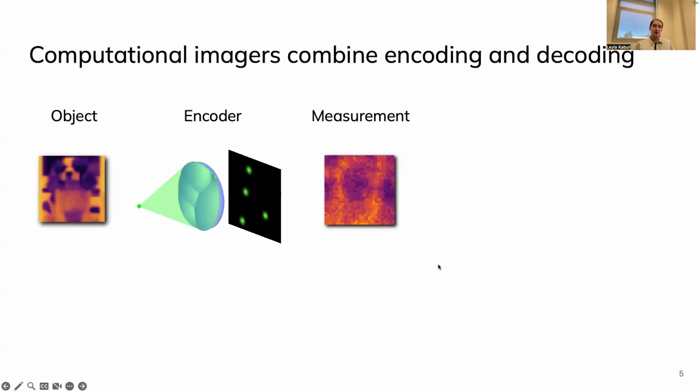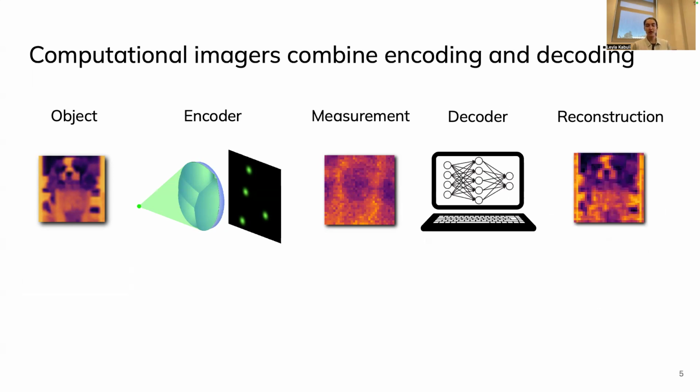By including this computational processing, we have computational imaging systems. These combine an encoder, the optics, with a decoder or a reconstruction algorithm. So the example here is for lensless imaging, which replaces a traditional lens with a multiplexing optical element. So we produce a non-human interpretable measurement and then use a reconstruction algorithm to recover the object.